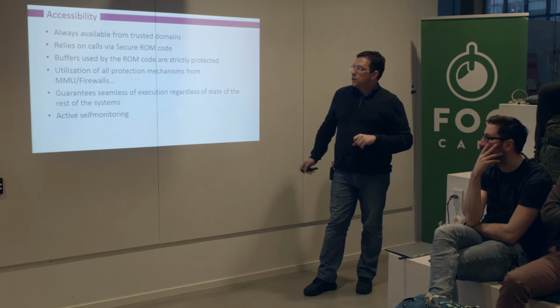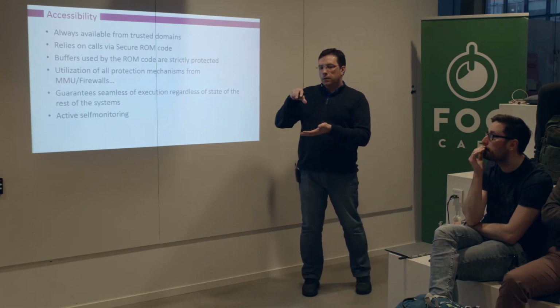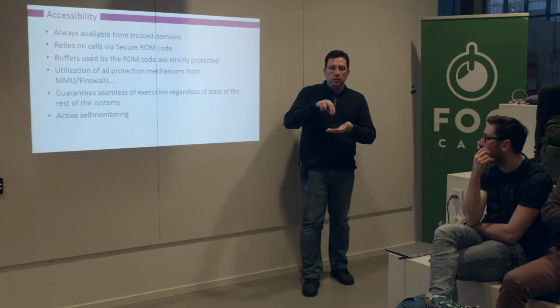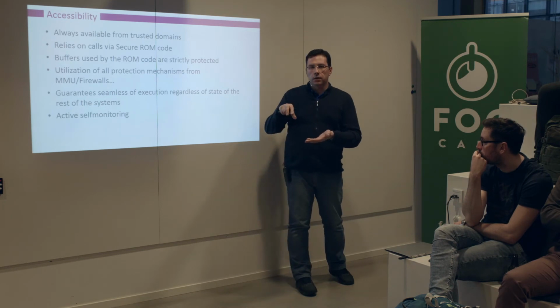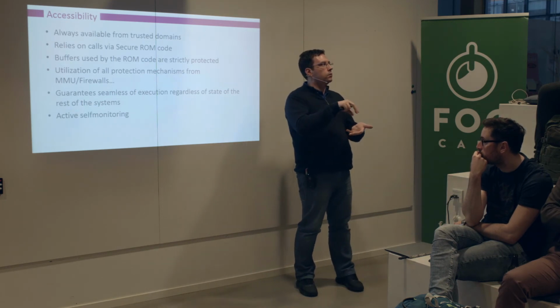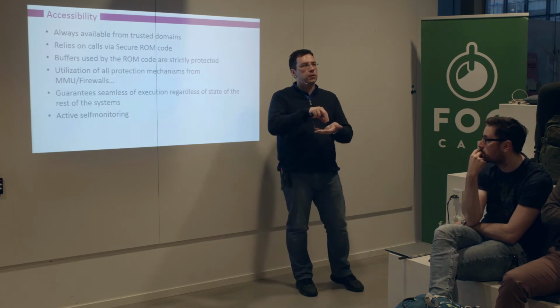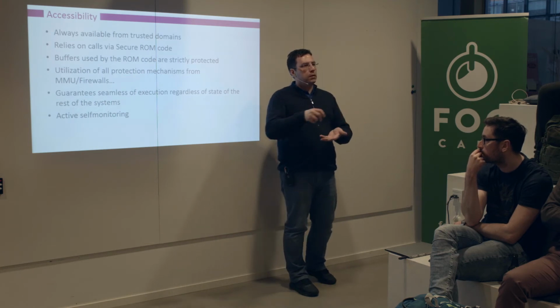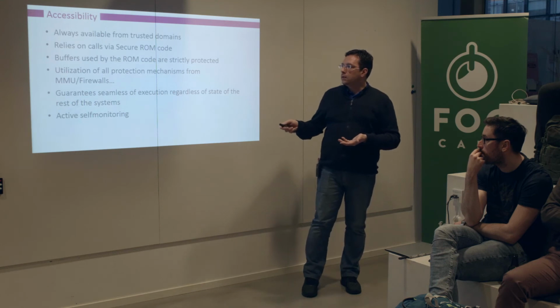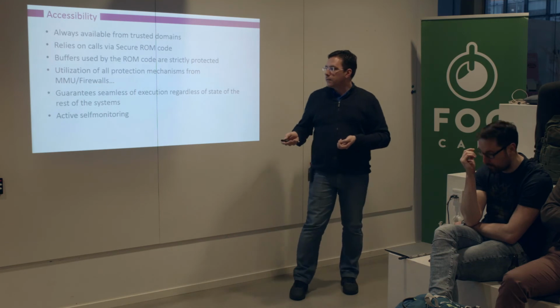Then we are guaranteeing seamlessness of execution regardless of the state of the rest of the system, meaning that if there is a need to gain access to a specific key, all the gateways are set in a way that only the trusted applications can gain access to those specific areas. And those gateways are seamless for the secure application. But if an unsecure application tries to gain access to the keys, then the gateways will prevent it and all the accesses will be forbidden for untrusted applications.